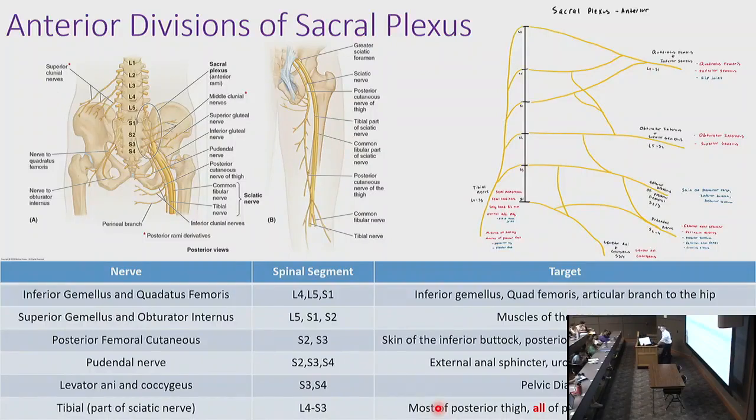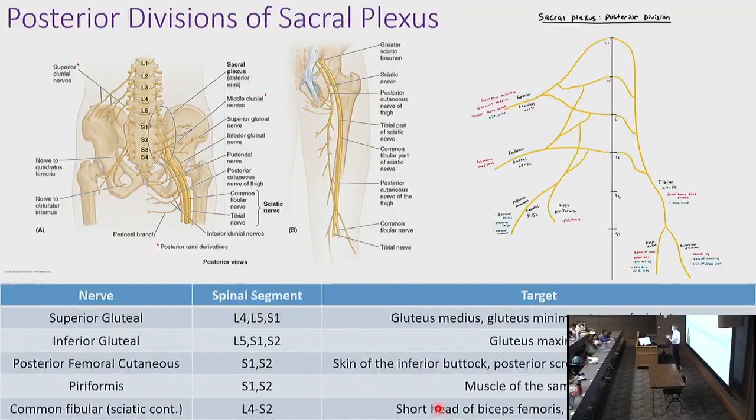A lot of stuff going on there, but if you think categorically, everything is distributed by region. And now for the posterior division. So posterior division, oh look, it has a superior gluteal nerve and inferior gluteal nerve. And what do you know? The spinal segments that are associated are superior and inferior to one another. So you have L4, L5, S1 for superior gluteal, inferior gluteal, L5, S1, S2.